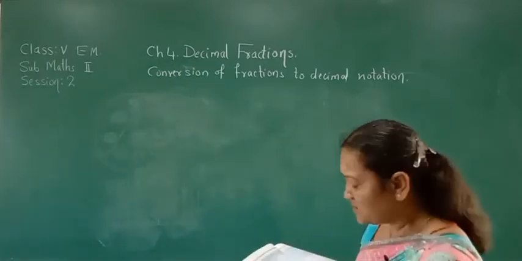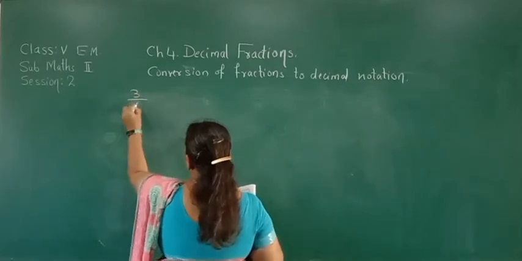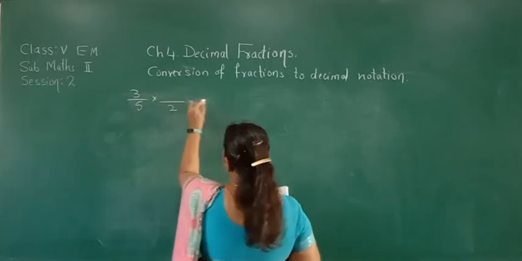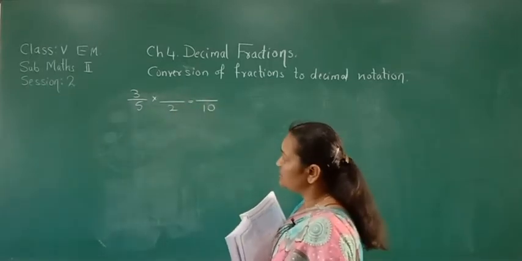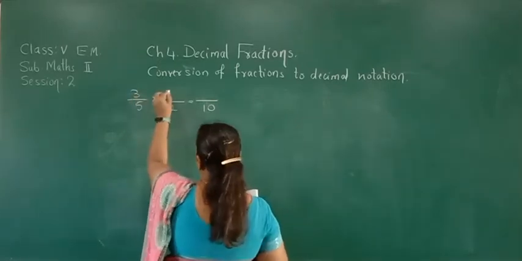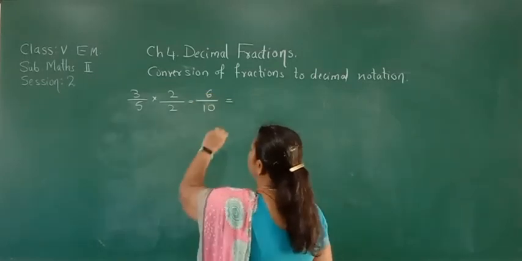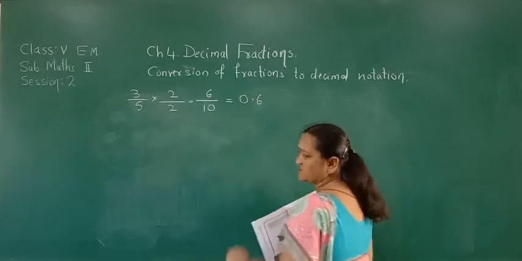Here the next question is, if it is 3 by 5, then again this 5 when you multiply by 2 we get 10, isn't it? 5 2s are 10. Then the same numerator multiply by 2. So numerator 3 into 2, 3 2s are 6. Now 6 by 10 easily you can write as 0.6.